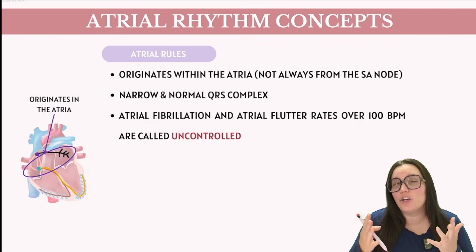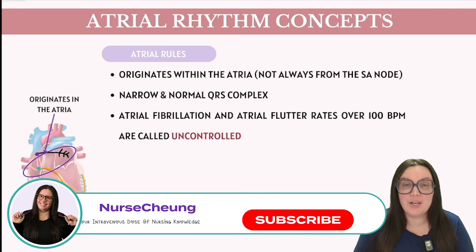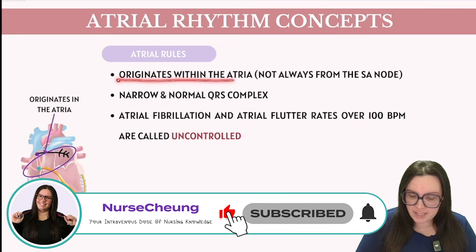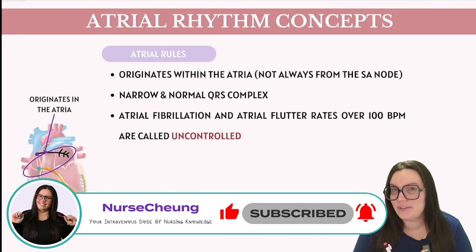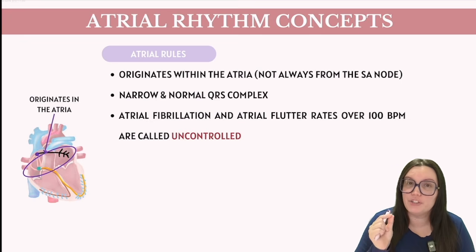So to begin, there are common rules that we see whenever we're identifying atrial rhythms. Number one, it's going to originate within the atria. It doesn't necessarily mean that it's originating from the SA node. So that's very important to know when we're talking about these kinds of rhythms.